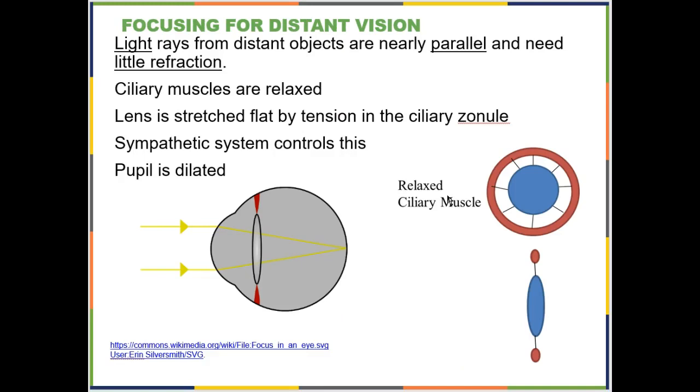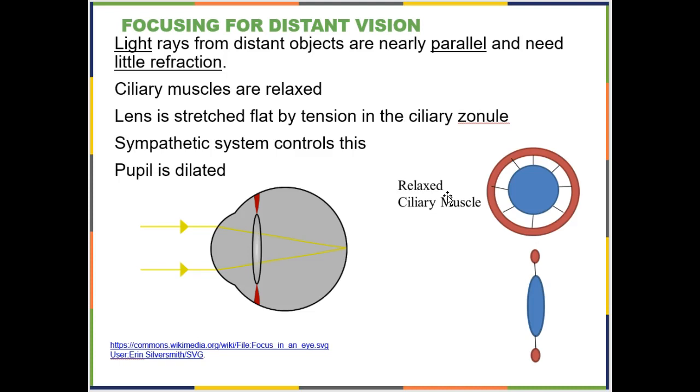This is an open-ended question on your exam, and what I'm going to do is break it down into smaller open-ended questions. How does your ciliary muscle work for something distant versus close-up? Or how does your lens work for something distant versus close-up, and why?